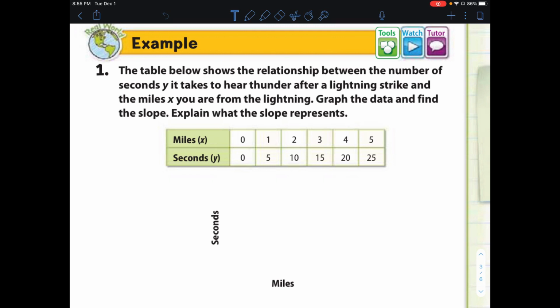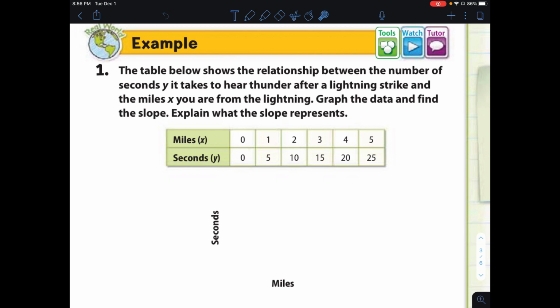Okay, so the table gives us that information. Obviously, when you are 0 miles from the lightning as you see it, it will take 0 seconds for you to hear the thunder. 1 mile takes you 5 seconds to hear the thunder. 2 miles, 10 seconds. 3 miles, 15 seconds. 4 miles, 20 seconds, and 5 miles, 25 seconds. Okay, so these are our ordered pairs.